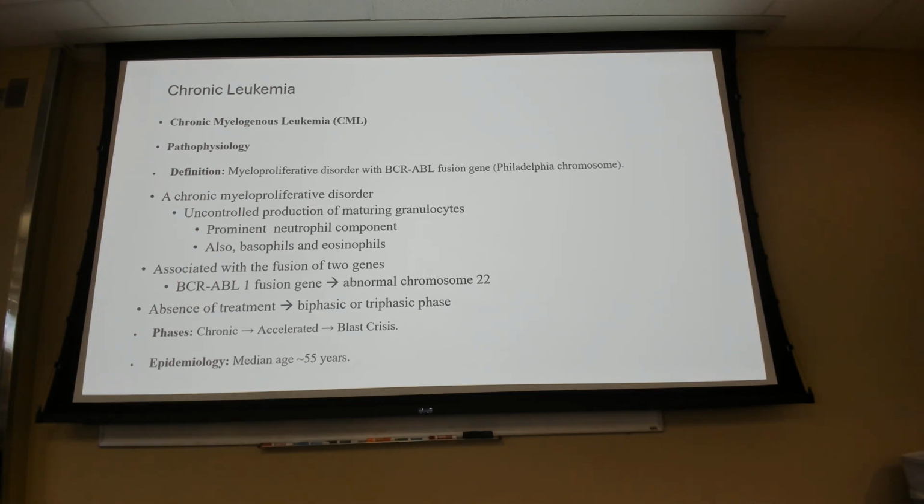CML, we talked about the other day a little bit, or a lot. But really, the Philadelphia chromosome, that translocation between chromosome 9 and 22, produces this Philadelphia chromosome, right? That BCR-ABL fusion. And what does that abnormal chromosome do? What is it affecting?